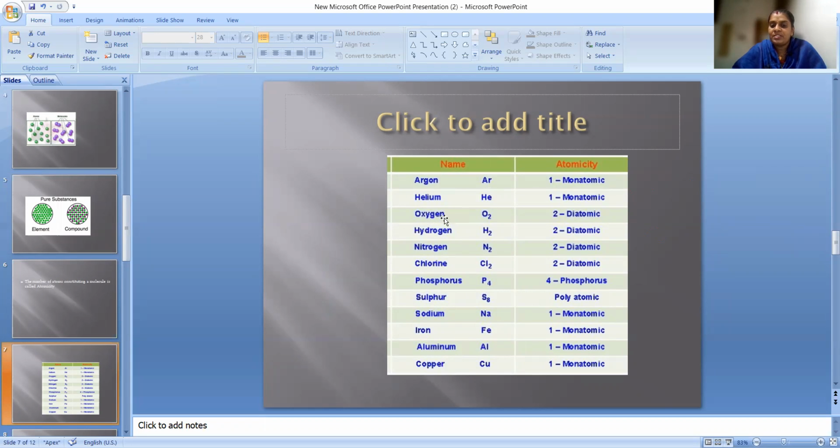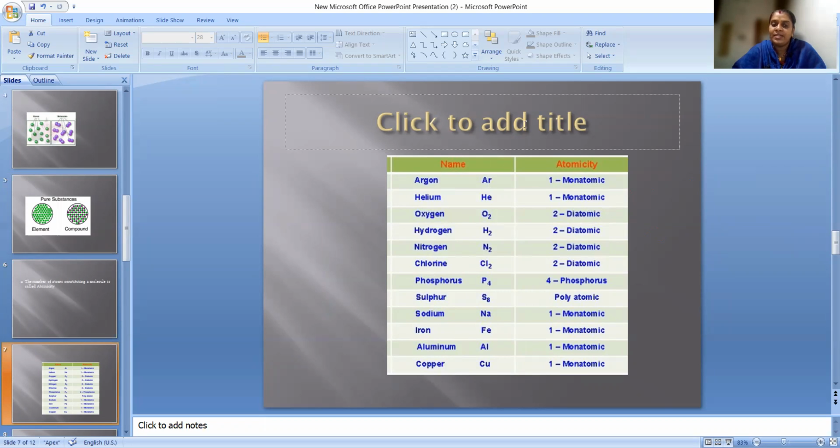But if we are taking oxygen, hydrogen, nitrogen, and chlorine, all of these will be combined. Always it will be O2, H2, N2, Cl2, like that. So each of these molecules consists of 2 atoms. So these are all diatomic. Inside the molecule, 2 atoms are there. So that is why they are diatomic.